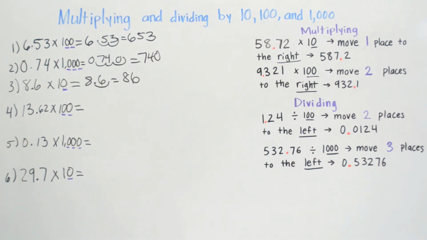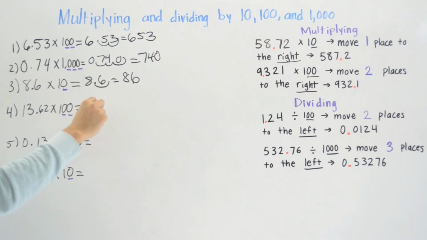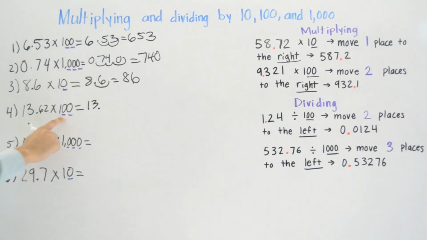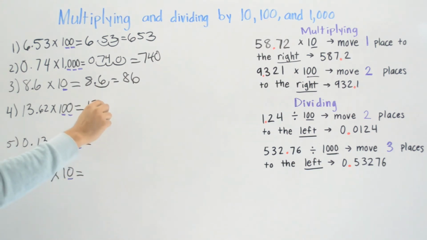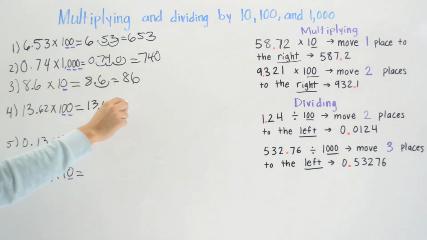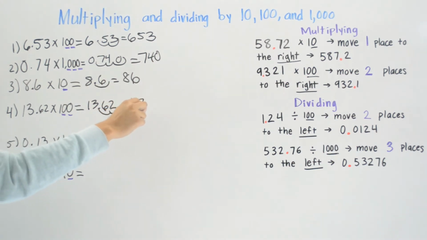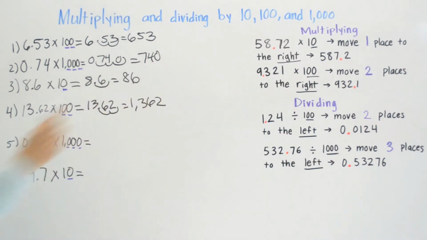Okay, for the next one, we go ahead and put 13 point. We're going to move it 2 times. So we're going to go 1, 2, 62. So we're going to move it 1, 2. So our answer is going to be 1,362.